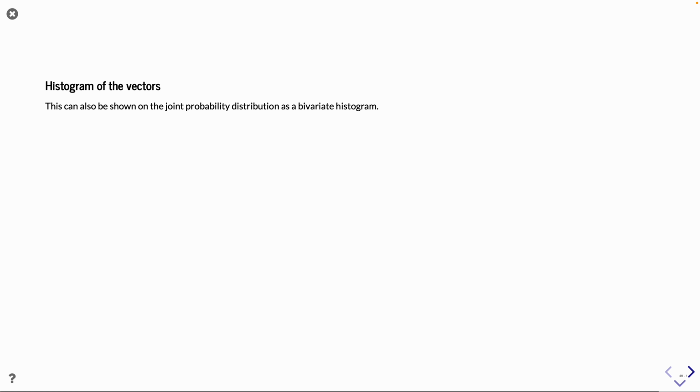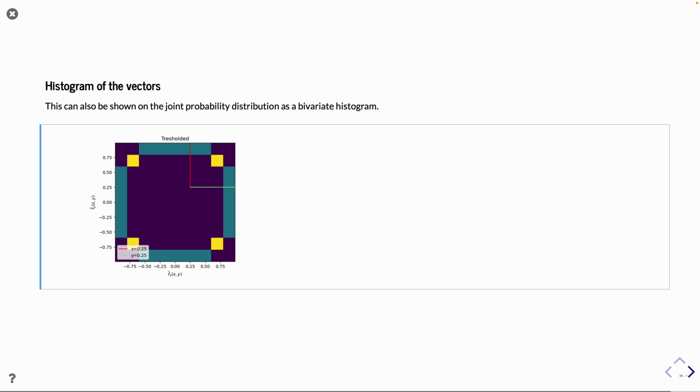And if we look at the histogram of these vectors, then it should look like this. Then we see here, we have the bivariate histogram. You can see some positions have more values than others. And then we are looking in this corner where we have x greater than a quarter and y greater than a quarter. So that is still our corner here. And we can see what information we have.